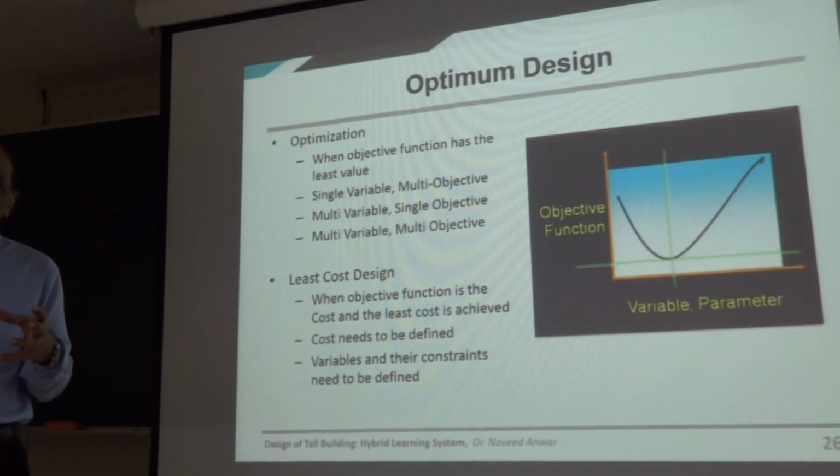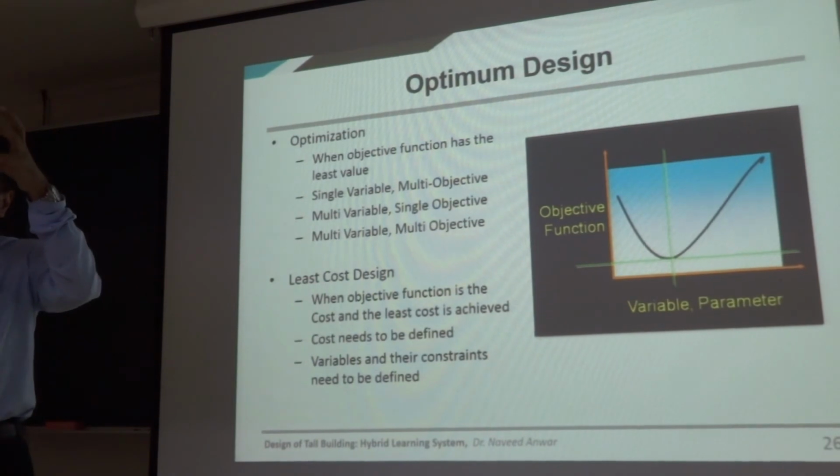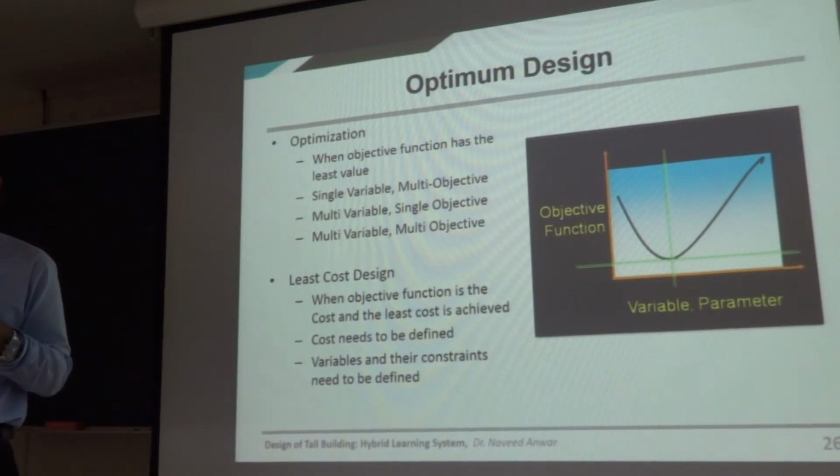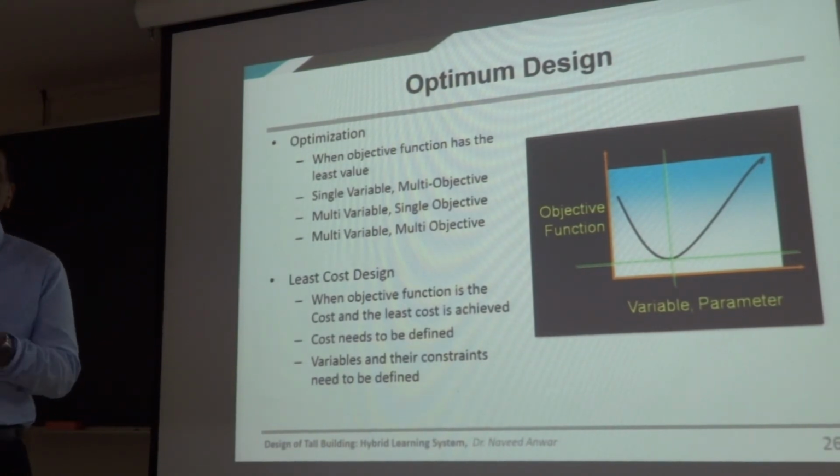So it is possible to achieve an optimum column size for one floor, right? But as soon as we go to the next floor, the same column size will not be optimum anymore because loading has changed, right? But then we still keep it the same because now we are not looking at optimization of one floor, we are looking at optimization of the whole column along the height. So other factors come in.